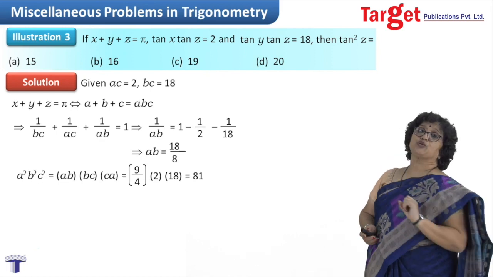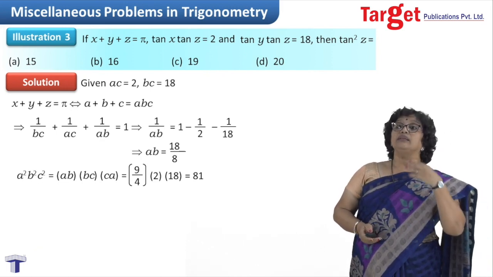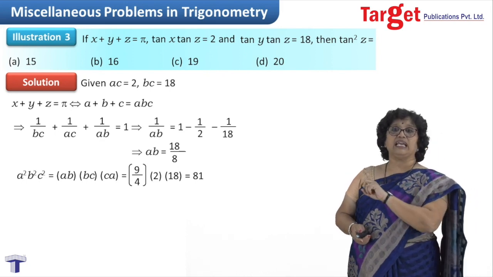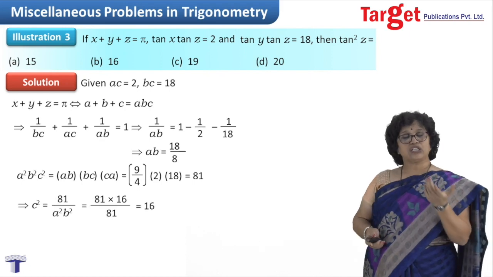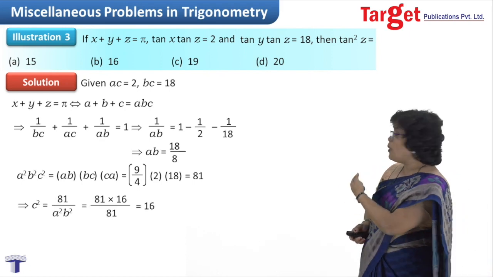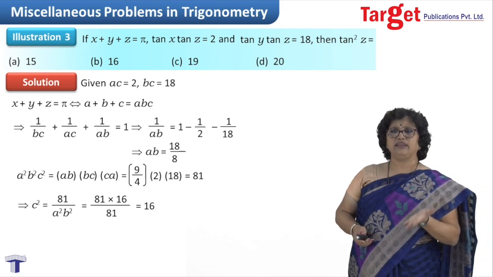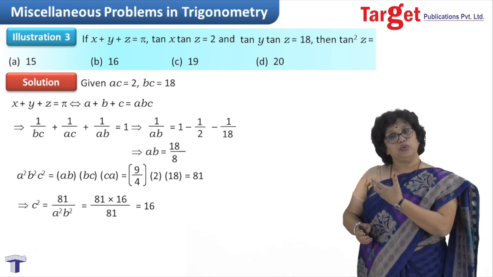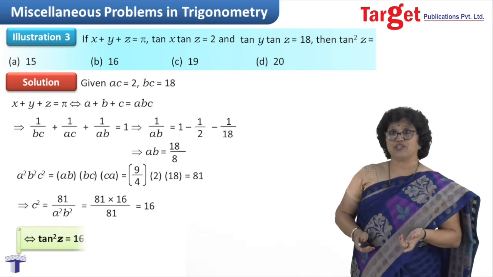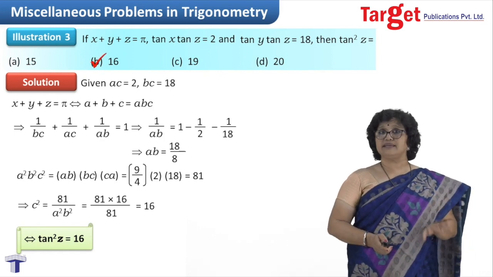The question is regarding tan square z. That means we want to find out C square. That means if I divide this 81 by A square B square, I would get the answer for C square. And that is what I do in the next step. C square equal to 81 upon A square B square. Substitute AB whole square there, and then you will get the answer for C square as 16. So I have found C square equal to 16, and that is nothing but your tan square z. So tan square z equal to 16 I have found, and hence the correct answer is 16.